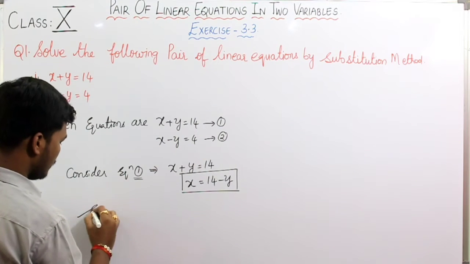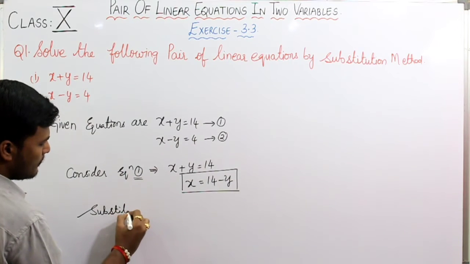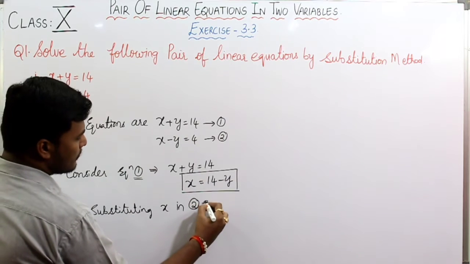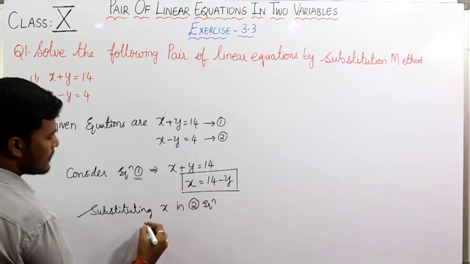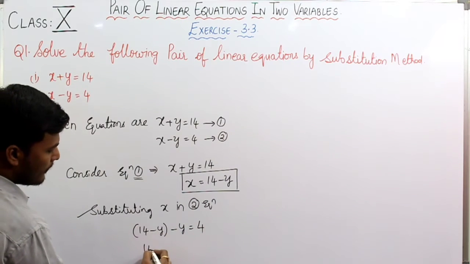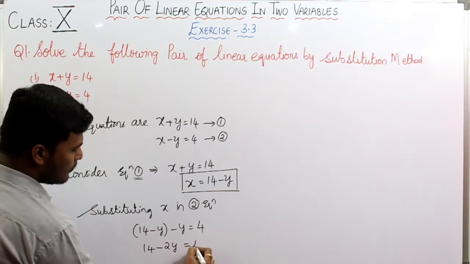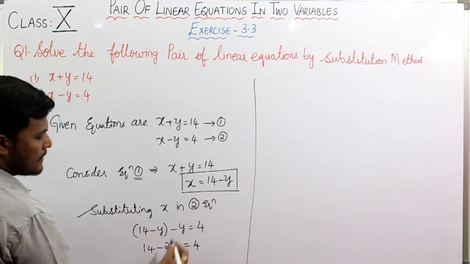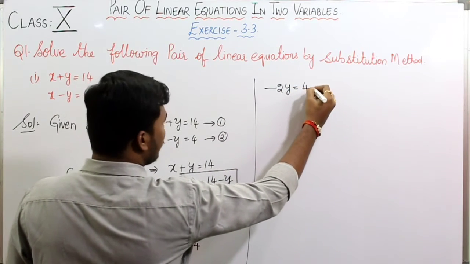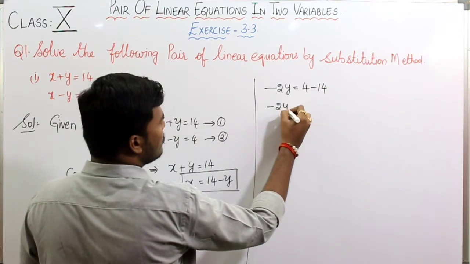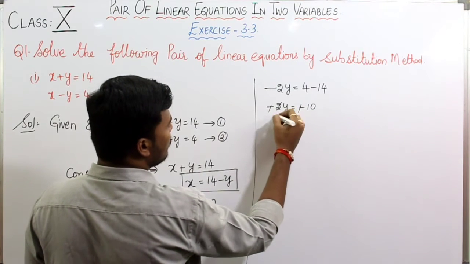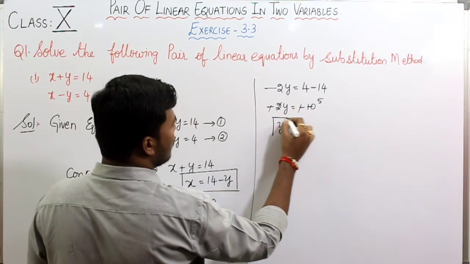So from this, substituting the x value in the second equation. What do we have in the place of x now? 14 minus y is equal to 4. From that, 14 minus 2y is equal to 4. After that, I am shifting this 14 to that side, so I am left with minus 2y is equal to 4 minus 14. So minus 2y is equal to minus 10. The minus signs cancel, y is equal to 10 by 2, which is 5. So we got the y value as 5.